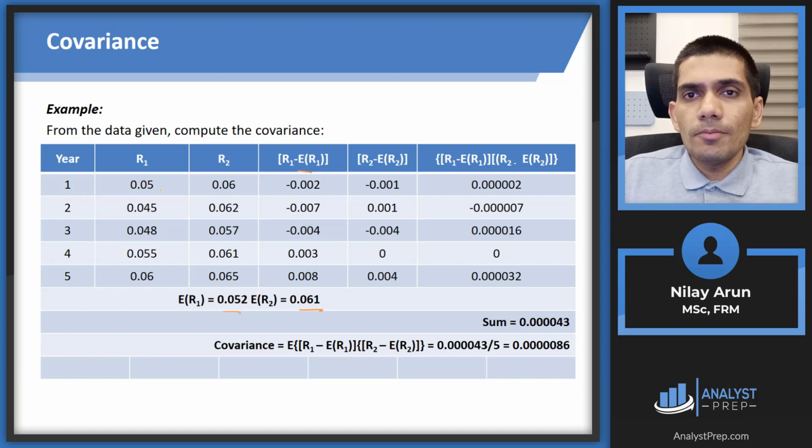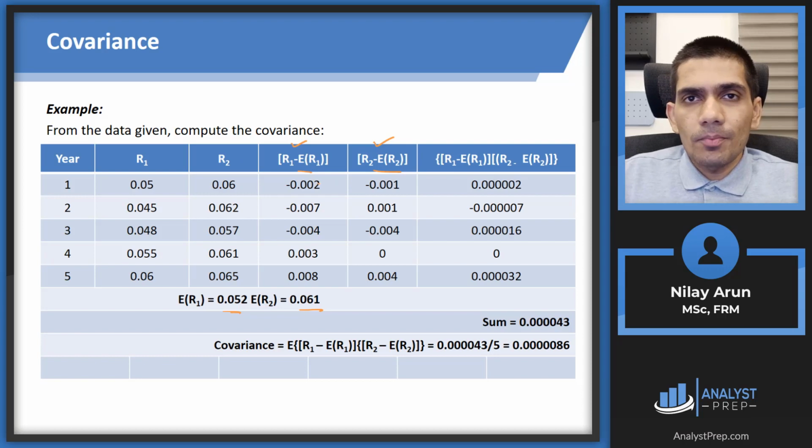Now, for the first one, 0.05 minus 0.052. Remember, you have to subtract the mean from every single number. That's minus 0.002. You keep doing that across the entire data series. Similarly, for the second series, we subtract 0.061 from the first observation, then from the second observation, right till all the observations are done. And that comes in here. This column is showing you the deviations from the mean for R1. This column is showing you the deviations from the mean for asset 2.